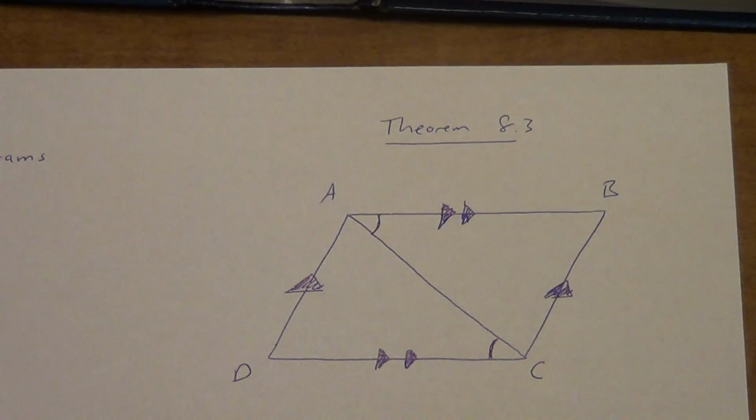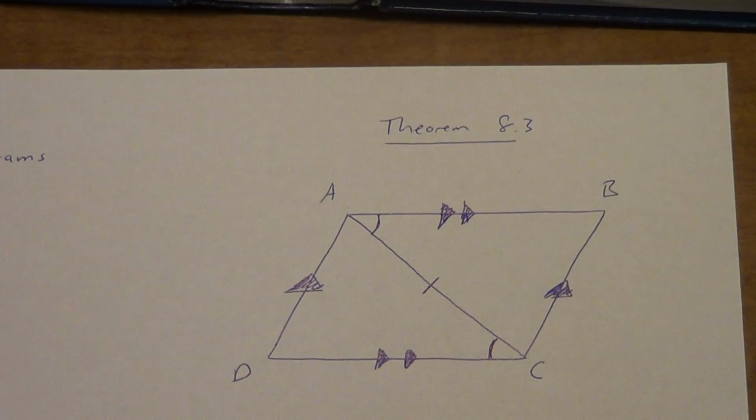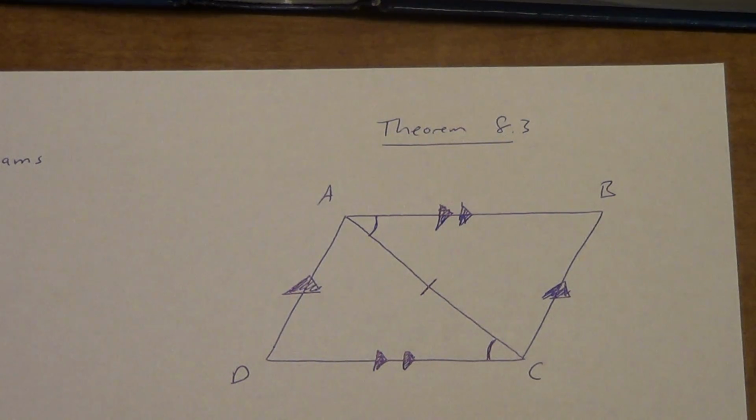Hopefully you thought about the alternate interior angle theorem. Okay, so we have one set of congruent angles. Alright, AC is congruent to itself. Put a mark there. Why is AC congruent to itself? Hopefully you remember the reflexive property of congruence.